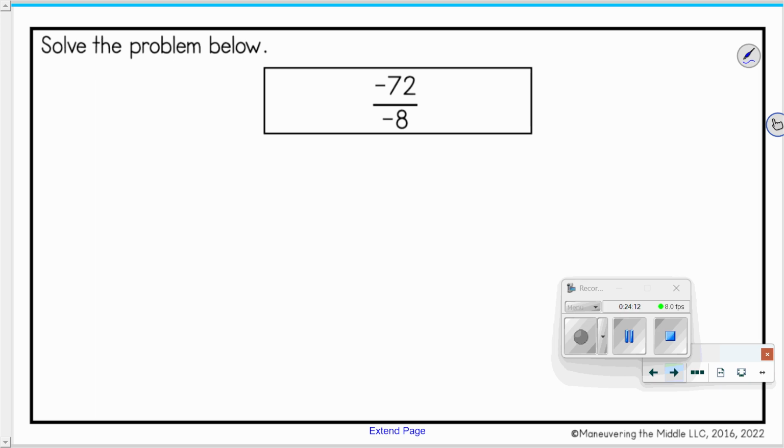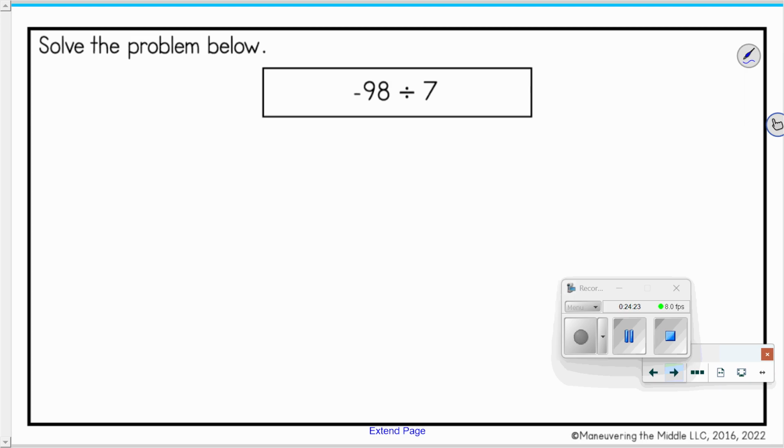Okay, 72 and 8, that's a division. Negative and negative. We're trying to learn here, and you're just taking away from it. That means that they love each other. We got a positive answer there. 98 divided by 7. That's going to be 13.